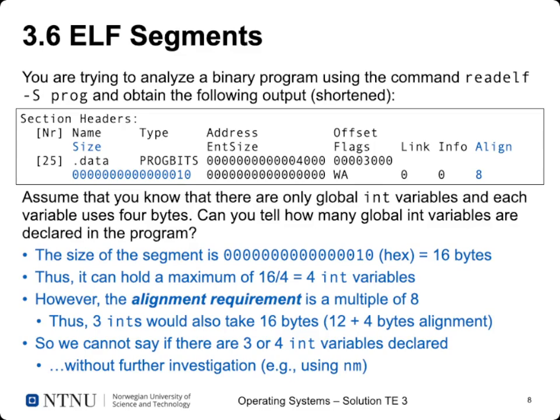So without further investigation, we cannot say if there's 3 or 4 global int variables declared, but of course there are other tools to help us. For example, nm, the name tool, gives us the output of the symbols contained in a program. Usually when you compile a program, the compiler or linker adds the symbol information, so you can have variable names that you declared in your program, and these are associated to addresses in memory.